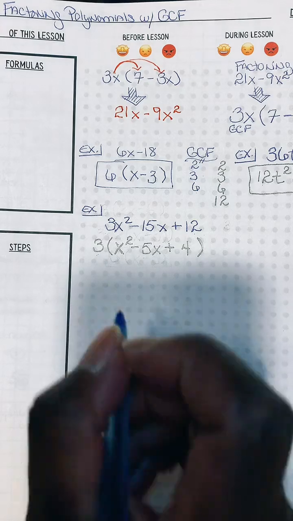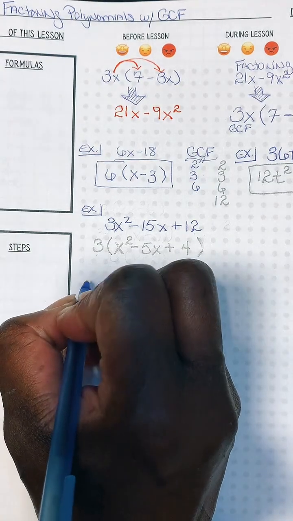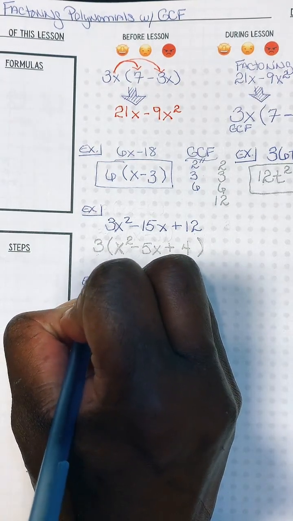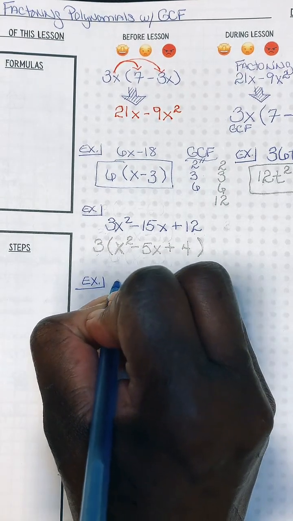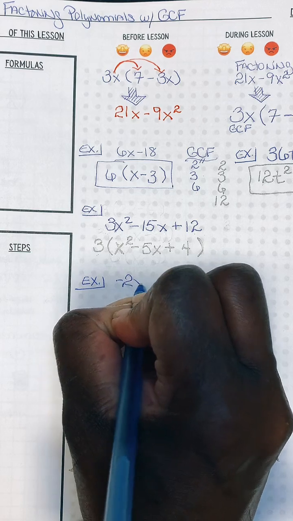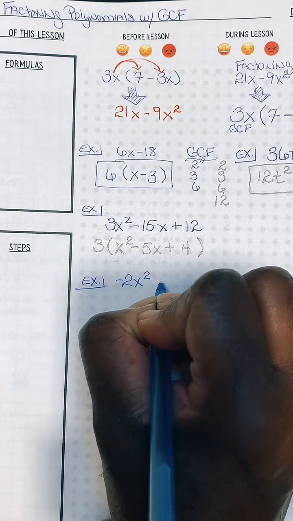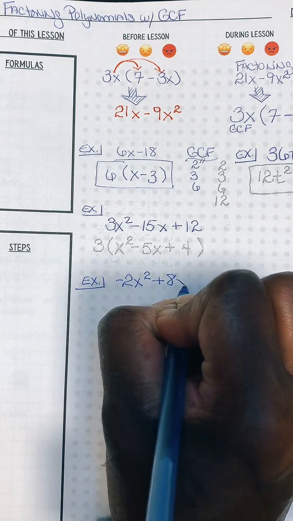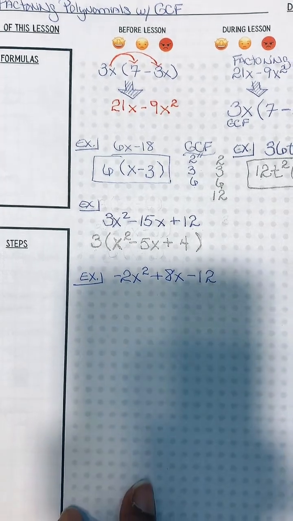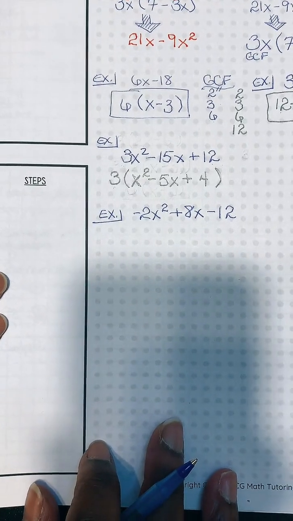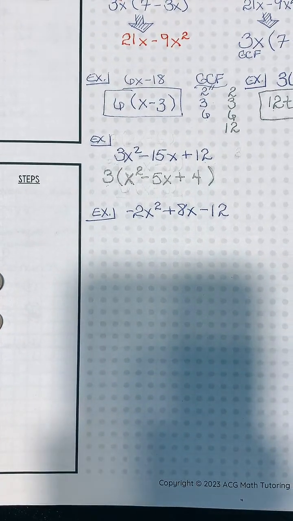Someone did mention this earlier, and I want to see how we're doing. So we've got negative 2x squared plus 8x minus 12. Negative 2x squared plus 8x minus 12.